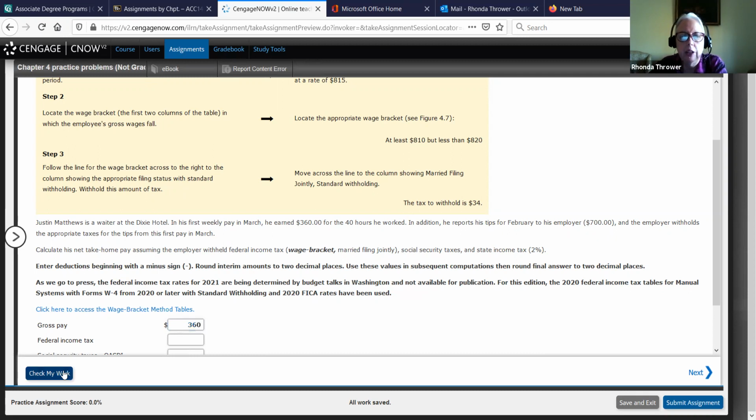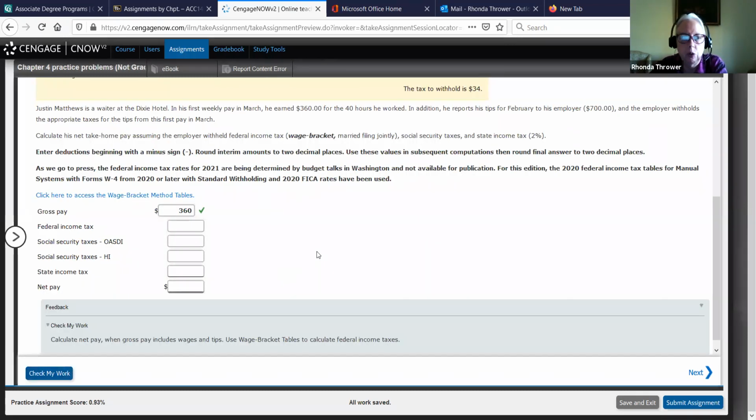It might be a good idea to check your work as you go through. So check your work. Your federal income tax is going to be calculated next. That's what we're learning in this chapter. So in order to calculate the federal income tax, you need to know that this person is paid weekly, that we're using the wage bracket tables, and that this person is married filing jointly.